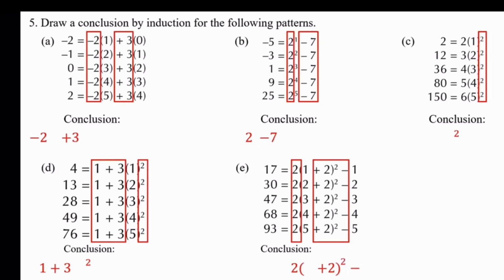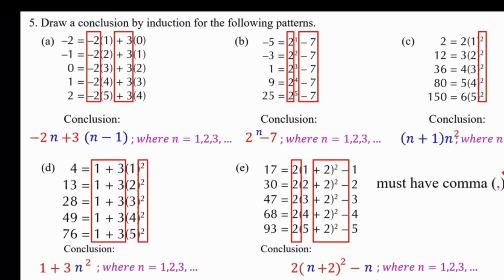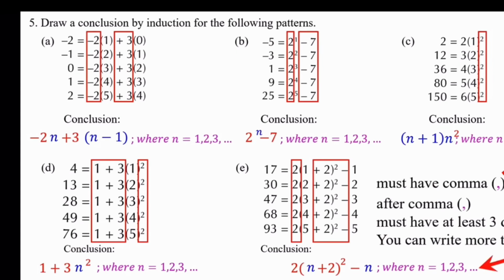Now I'm going to show you the answer using the blue pen. So negative 2n plus 3n minus 1 for A. Why n minus 1? Because you see after 3 is 0. So if n is 1, how to get 0 is 1 minus 1. Then you have to complete all the conclusions with another sentence where n starts from 1, 2, 3. It depends, so you have to study the pattern.